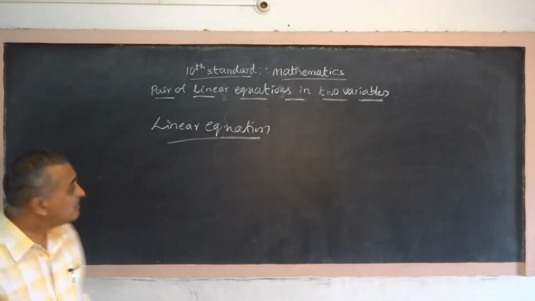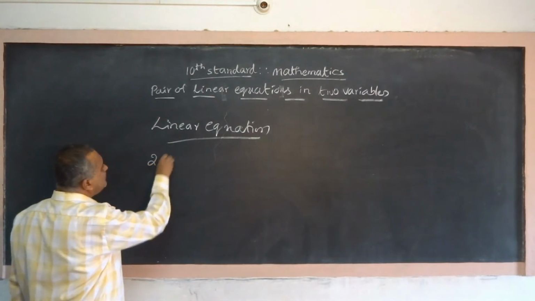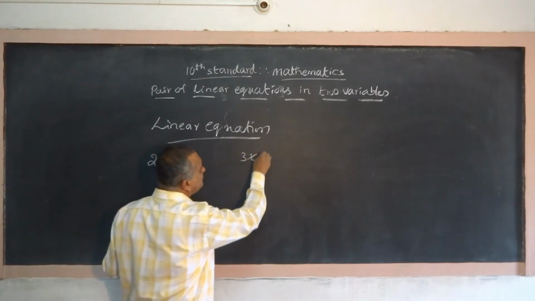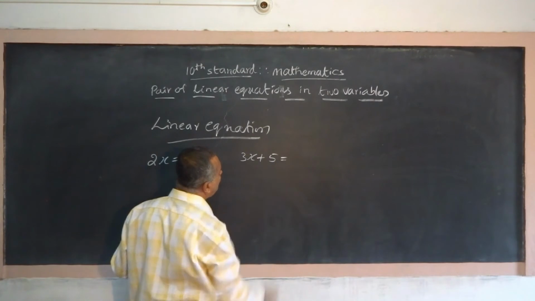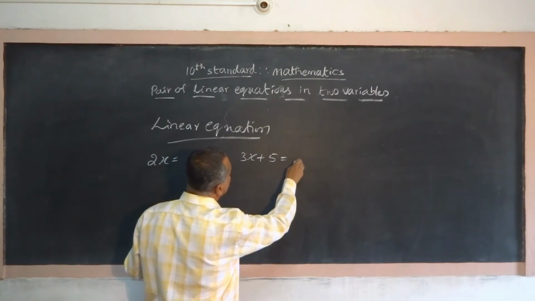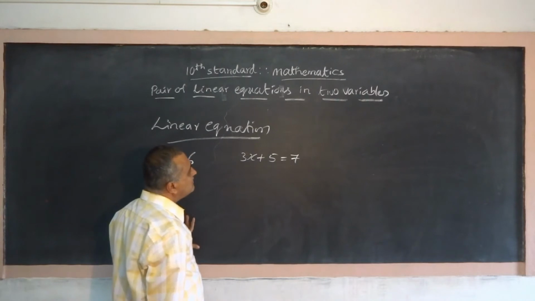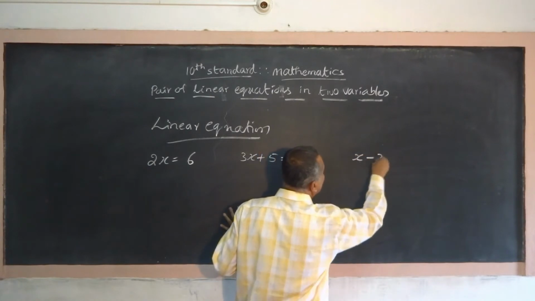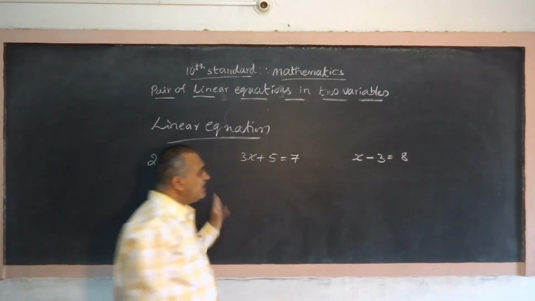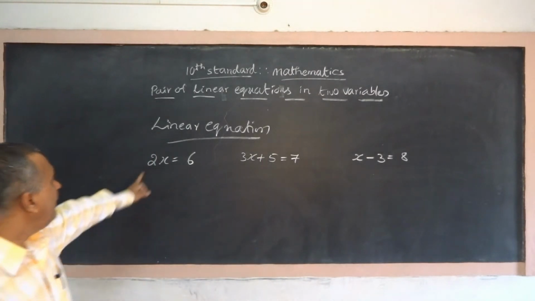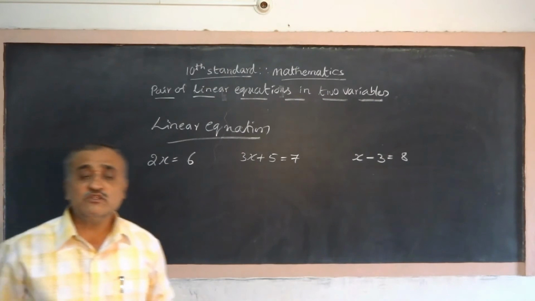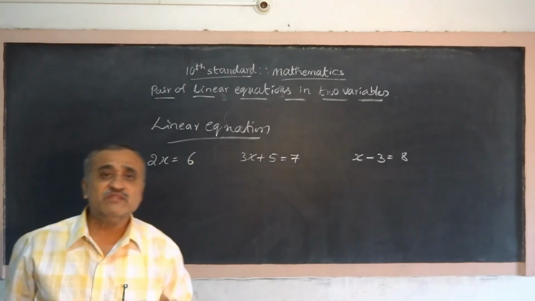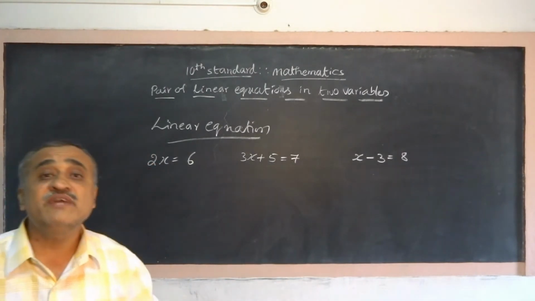Let us take 2x equals 6, and then 3x plus 5 equals 7. You may also take x minus 3 equals 8 like this. You take some linear equations having only one variable. Here there is only one variable. Linear equation in one variable. Only one variable is there. The solution is very easy.